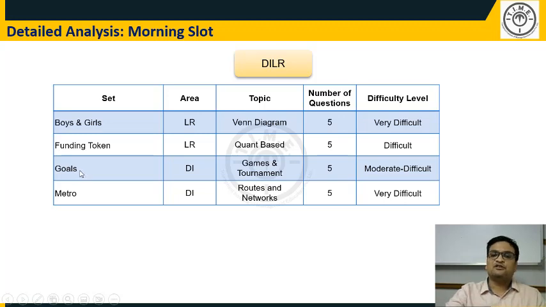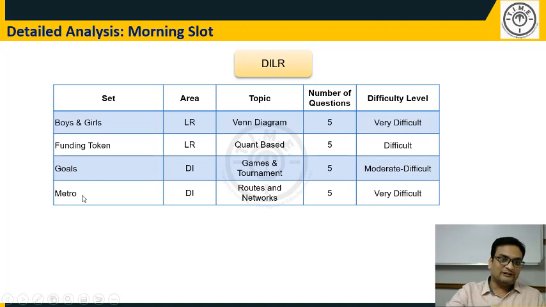The third set that we had was on goals. This was about the number of goals scored by 4 girls in 8 matches. There were 12 goals overall, and we were required to distribute the goals amongst the 4 girls and also across the 8 matches. So it was from your games and tournament topic, a sort of favorite for CAT. The level of difficulty of this set was moderate to difficult. If you spend some time here and patiently apply hit and trial, I think the set was doable.